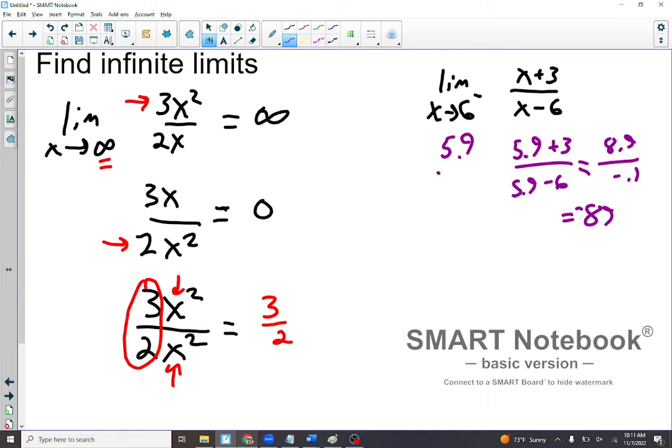Now, as I get closer, like if I put 5.99 and 5.999, you're just going to get a bigger negative number. So all I'm asking you is to plug it in once, a number smaller than 6, and then see what sign it is. Since it's negative 89 in that case, I know the number's going to get bigger and bigger to the negative. So the answer to this question is negative infinity, because the number gets bigger to the negative over and over again.